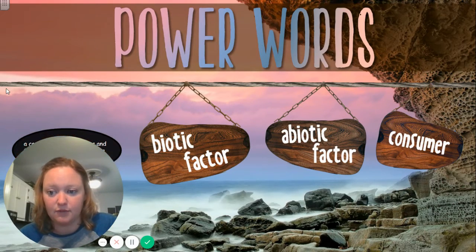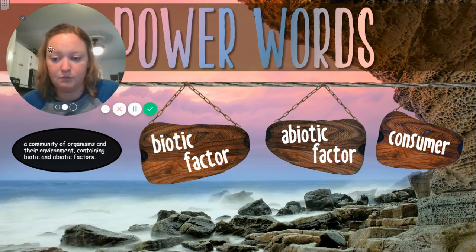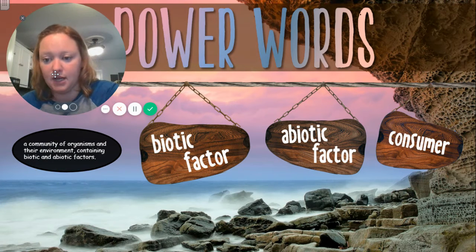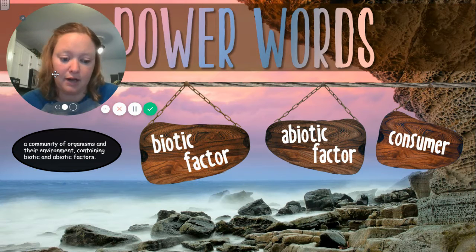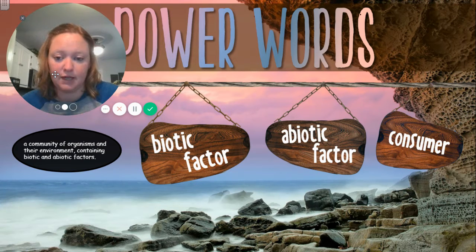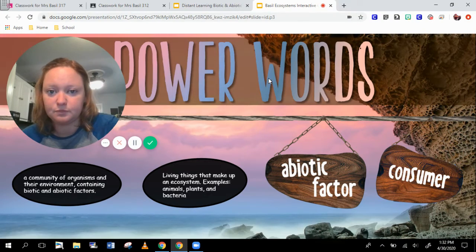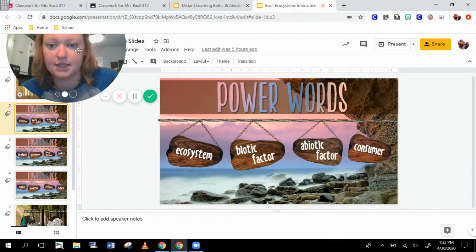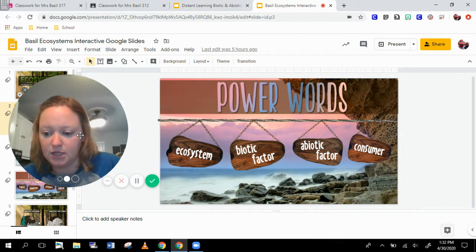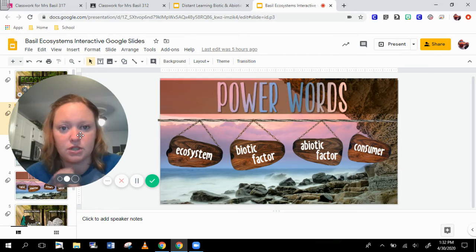Each thing has different vocabulary, so you hit the next arrow and then it told you what a community was and then a biotic factor. Click the next arrow. So just work your way through that. And then once you want to exit, you just hit your ESC button on your keyboard, so your escape button. So that's the first thing.